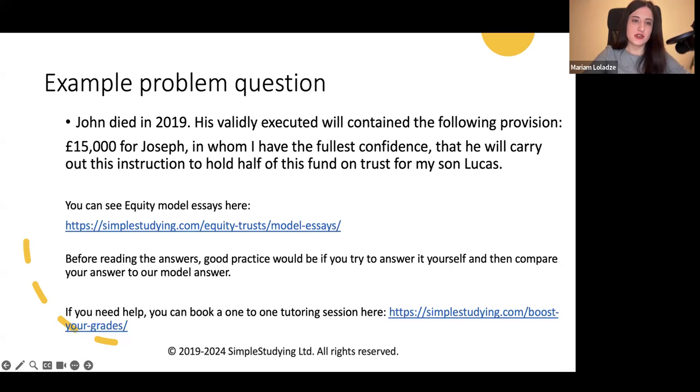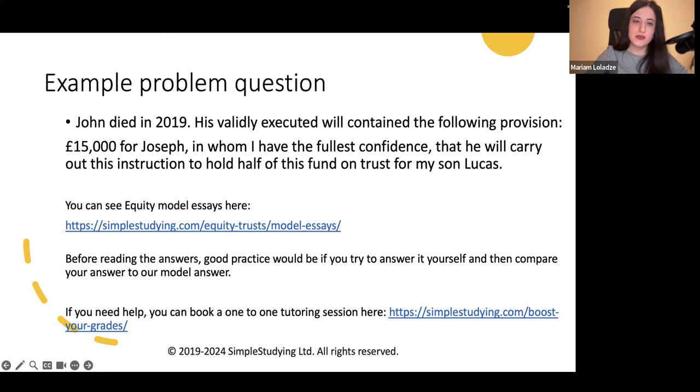Example problem question. John died in 2019. His validly executed will contained the following provision: £15,000 for Joseph, in whom I have the fullest confidence that he will carry out this instruction to hold half of this fund on trust for my son Lucas.